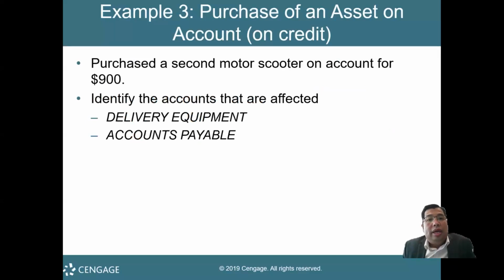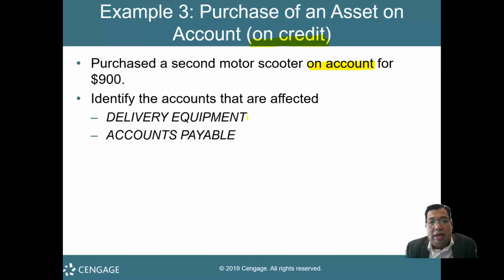Next one, example number 3. Purchase a second motor scooter on account for 900. Okay, we need another scooter. So we bought the scooter for 900, but on account. On account means on credit. It means you're not paying for that now; you're going to pay later. So it becomes your liability. So there are two accounts affected. The first one is the delivery equipment account.